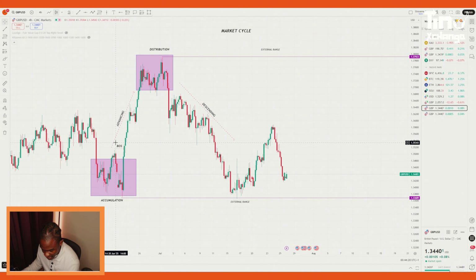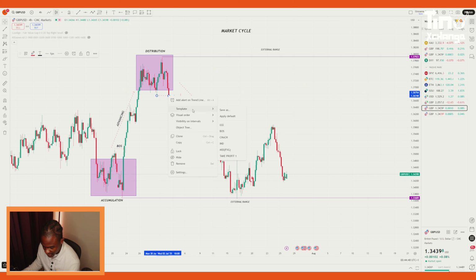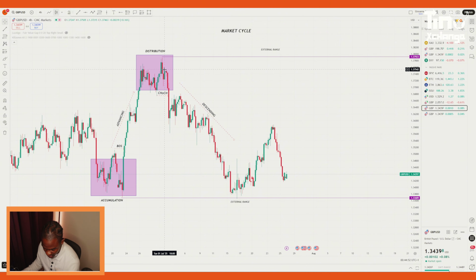As you can see, price ascends, then it creates another ranging structure, which is termed a distribution. Then it breaks to the downside, as you guys can see, right? So you can call this a change of character, because it breaks to the downside and continues the trend in a descending form.